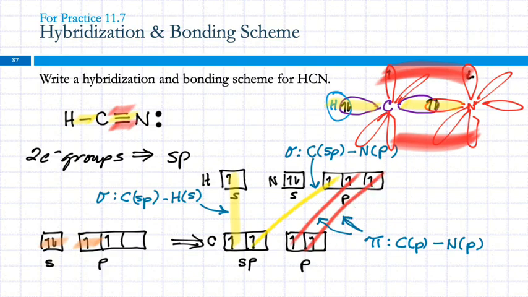And that's one of these p to p pi orbitals. And then the other one is sort of behind and on top here. Any questions?